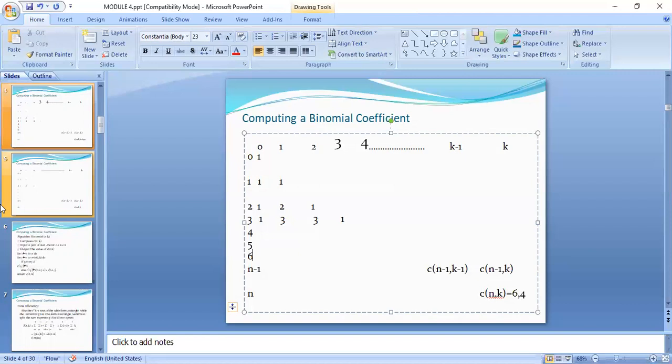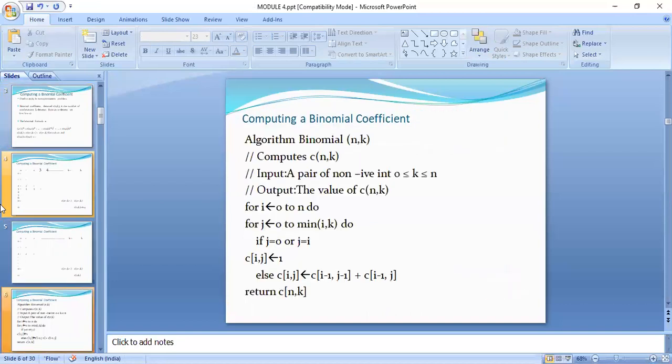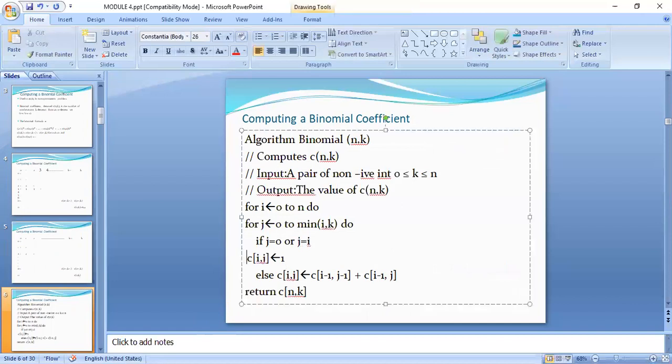So now based on this algorithm, if you see, we will be working it out like this: if j equal to 0 or j equal to i, then C(i,j) is 1. Else C(i,j) is based on the previous values, C(i-1,j-1) plus C(i-1,j), and you will be returning C(n,k).